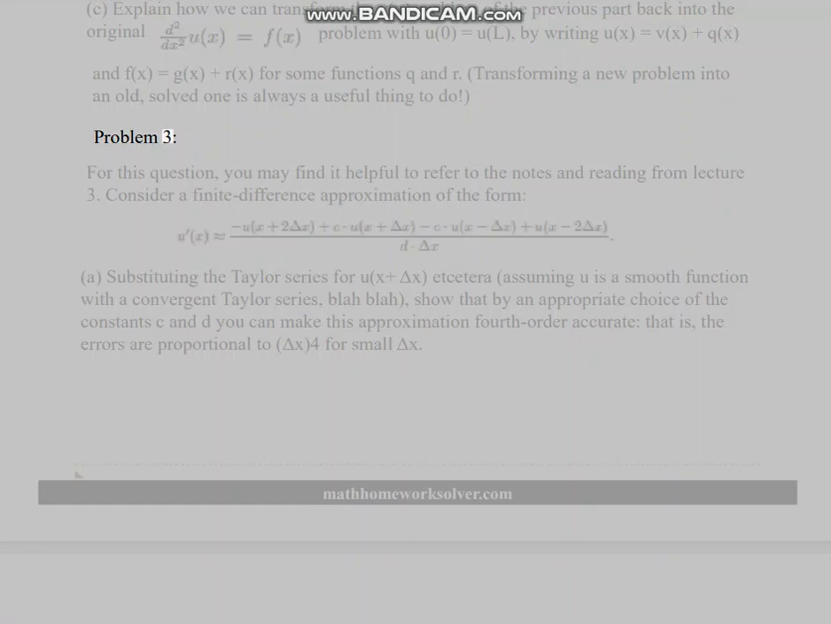Problem 3. For this question, you may find it helpful to refer to the notes and reading from Lecture 3. Consider a finite difference approximation of the form A. Substituting the Taylor series for u(x + Δx), etc., assuming u is a smooth function with a convergent Taylor series, show that by an appropriate choice of the constants c and d you can make this approximation fourth-order accurate, that is, the errors are proportional to Δx^4 for small Δx.